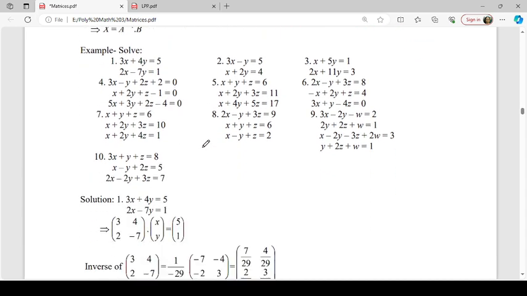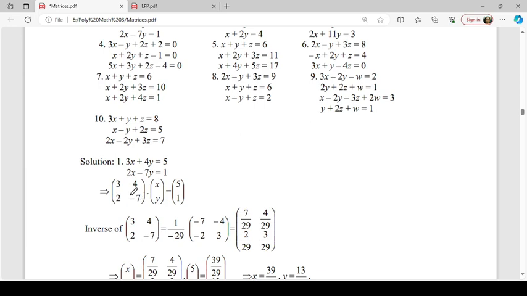So these are some examples. Try 3x plus 4y equal to 5. So this is second order. Its coefficient matrix is 3, 4, 2, minus 7. Then it is x, y, and 5, 1. First we find the inverse.